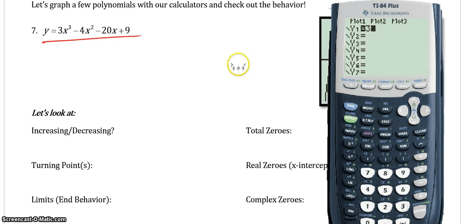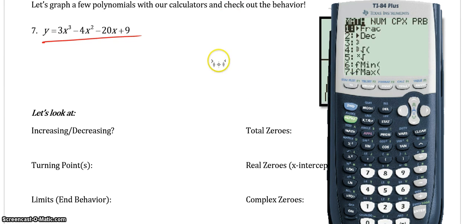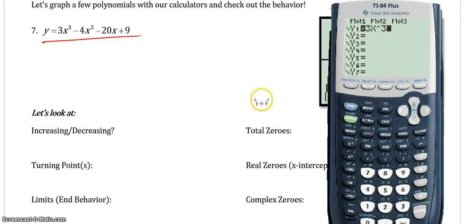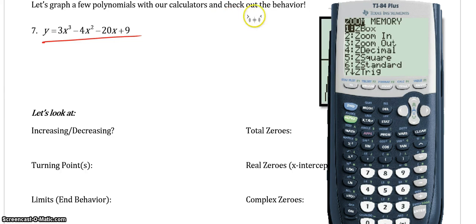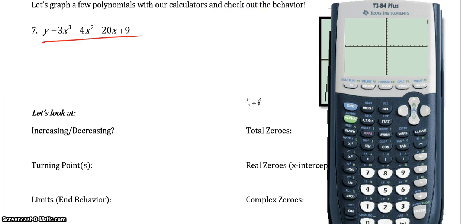I'm going to go ahead and hit 3x to the third power. You can actually get the cube if you hit math and go to 3, but let's just leave it like this. Minus 4x squared minus 20x plus 9. All right. I'm going to go back to that standard window, see what I see. So I'm going to go to zoom. I'm going to go down to 6, standard. You actually can just hit 6 if you want.